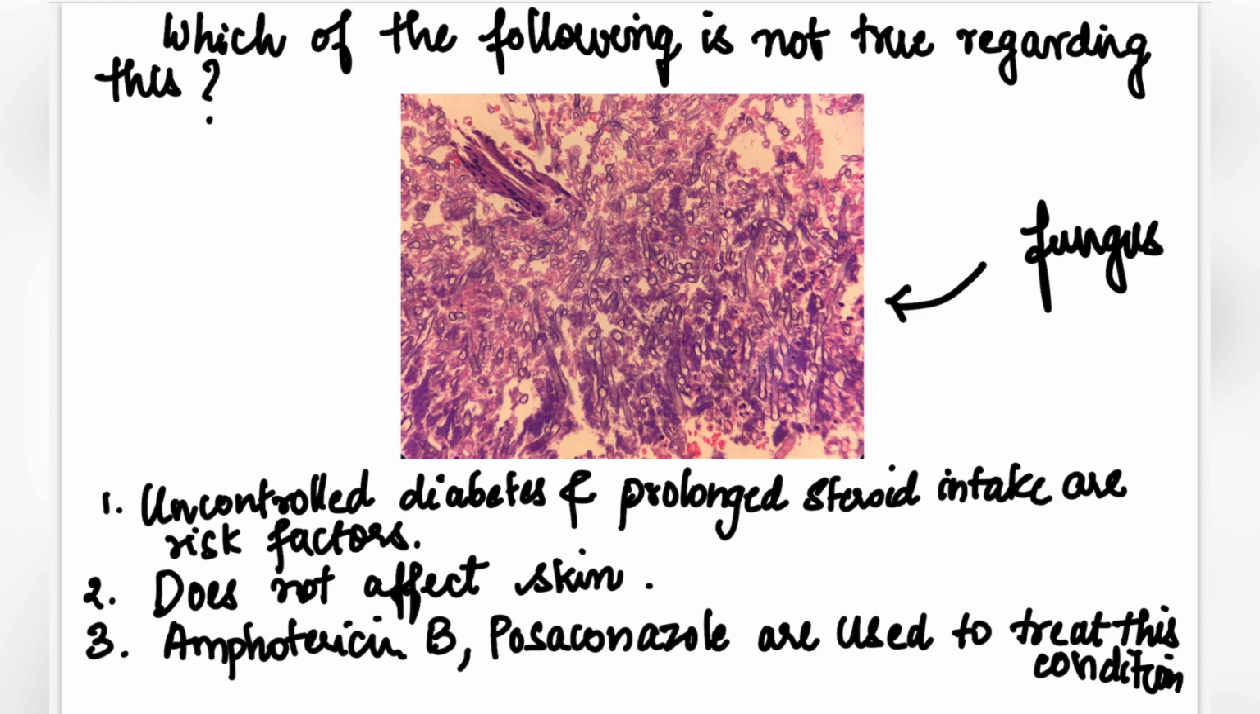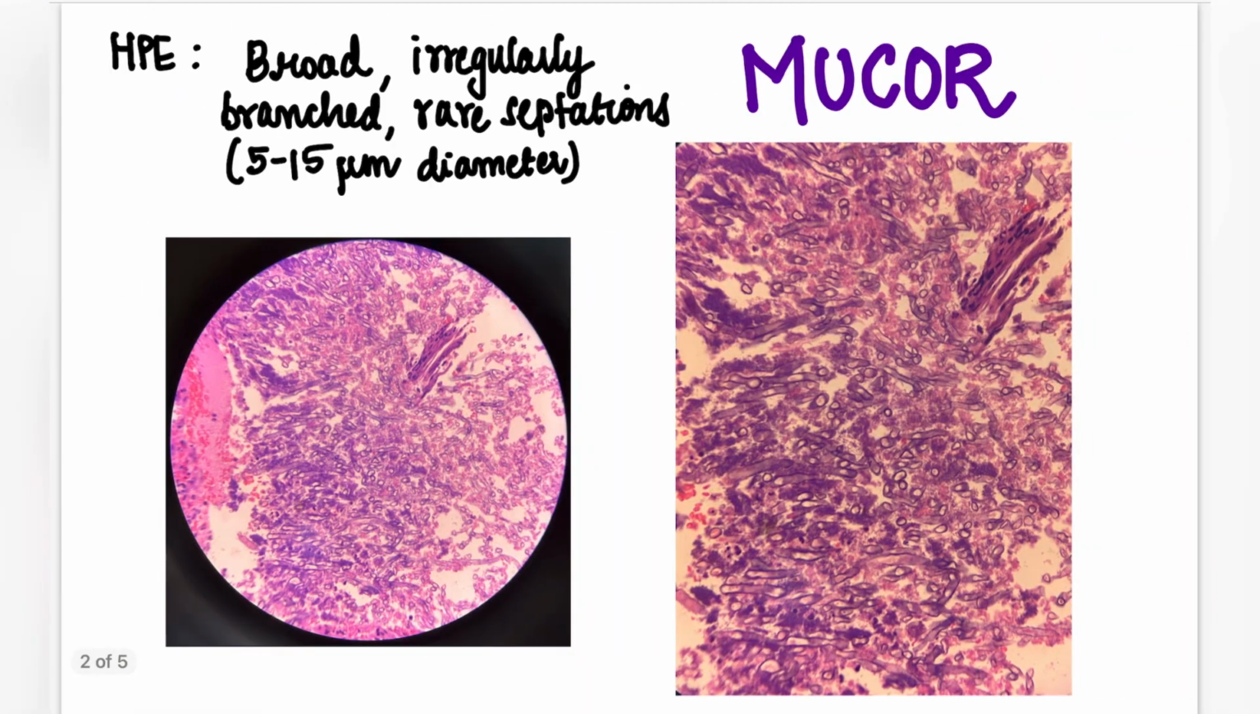First one is uncontrolled diabetes and prolonged steroid intake are risk factors. Does not affect skin. Amphotericin B, posaconazole are used to treat this condition. So we'll come back after learning this topic and we'll try to answer this question. So yes, I think some of you guessed it, some of you did not. So that is why we are going to explain this entire concept.